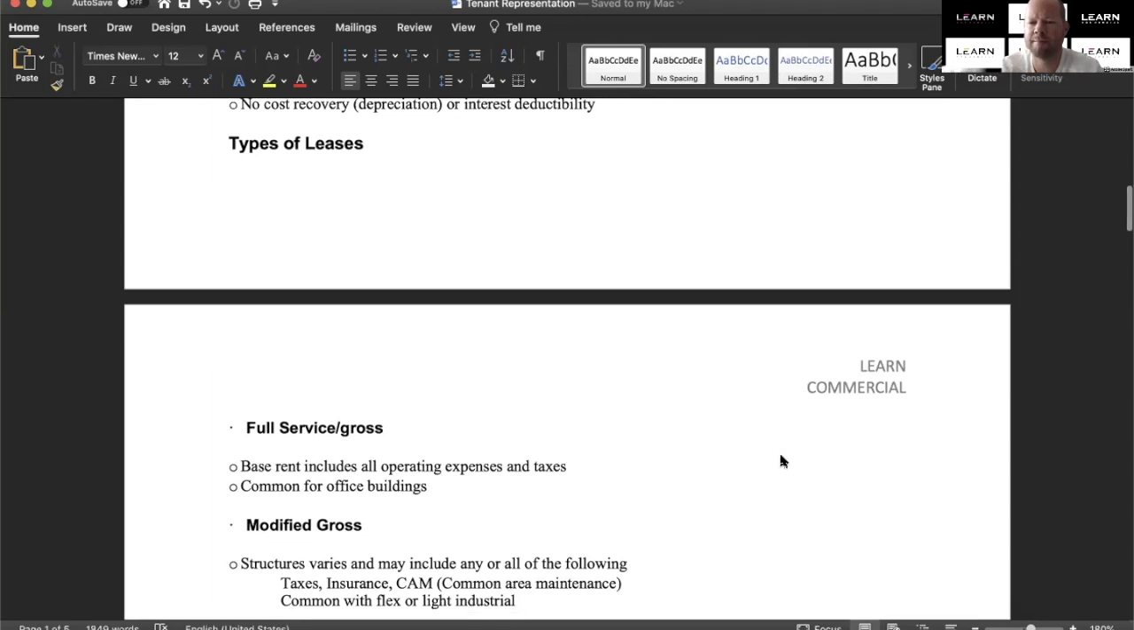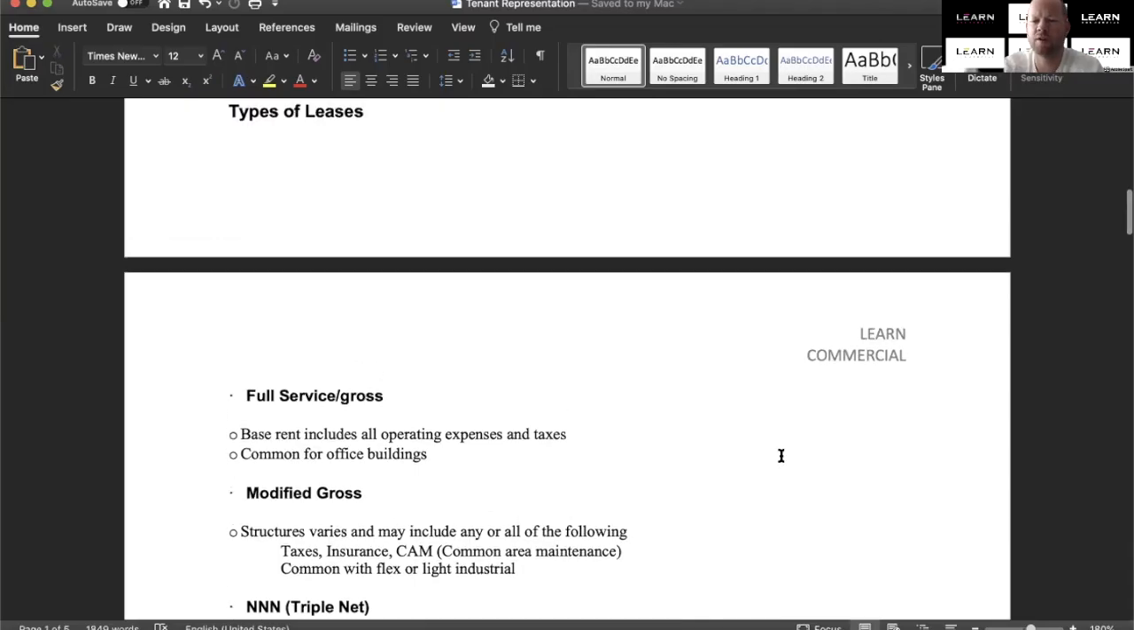Then we have modified gross. Modified gross is kind of like a triple net lease, which we've mentioned a few times. It's basically where you as the tenant have a base rate, let's say it's $20 a foot, and you are going to cover some of the expenses the owner incurs to operate and own that facility. That could be a combination of common area maintenance by itself. It could be common area maintenance and insurance. It could be just insurance and taxes, right? There's a combination. It's not a full service, but it's not a full triple net lease either.